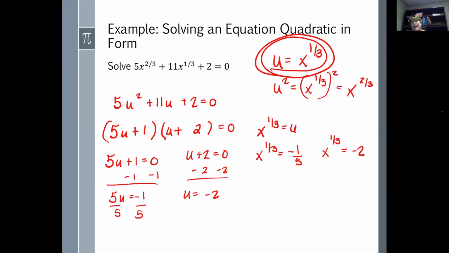Now, this is a rational equation like we just solved a few slides back. So to solve this type of equation, we raise both sides to the reciprocal of our rational exponent. So our rational exponent is 1/3. The reciprocal of 1/3 is 3. So I'm going to raise both sides of the equation to the 3rd power.